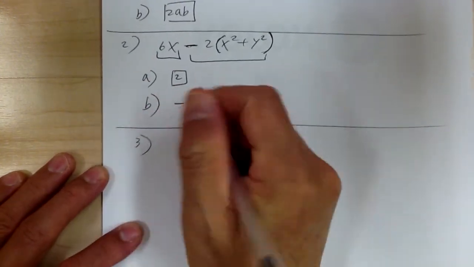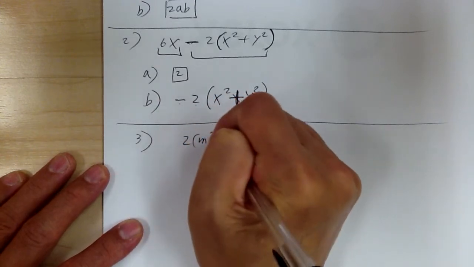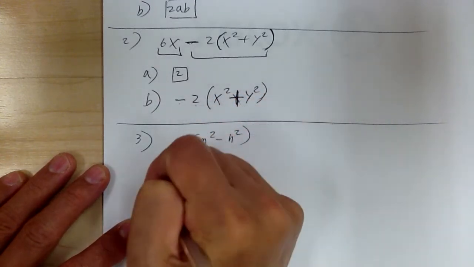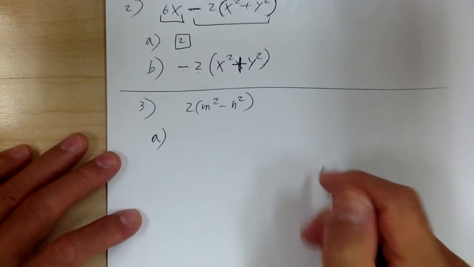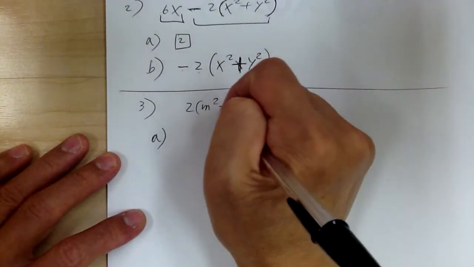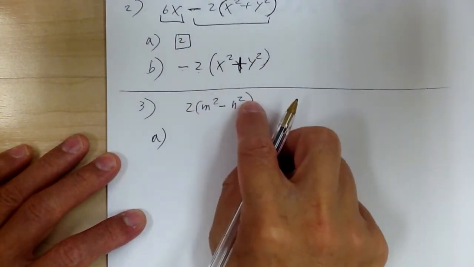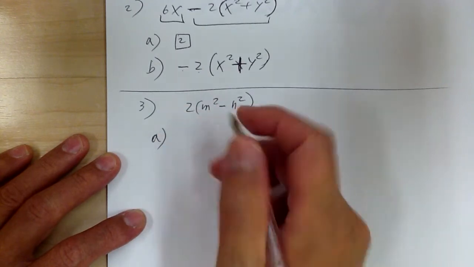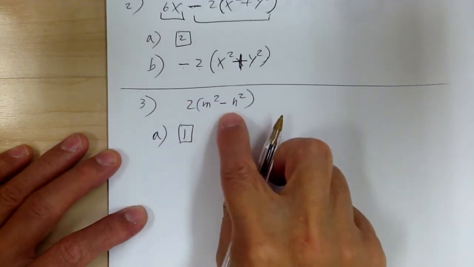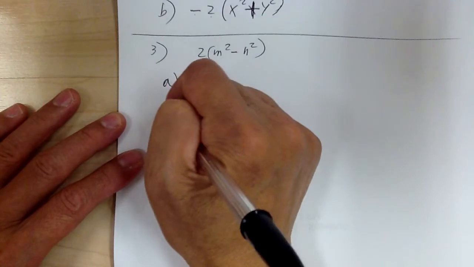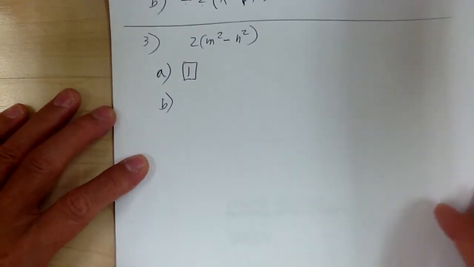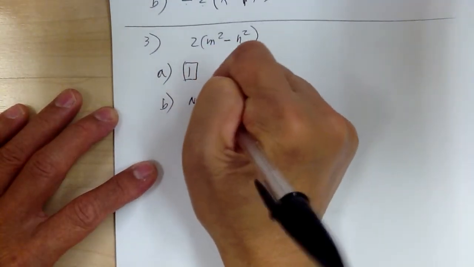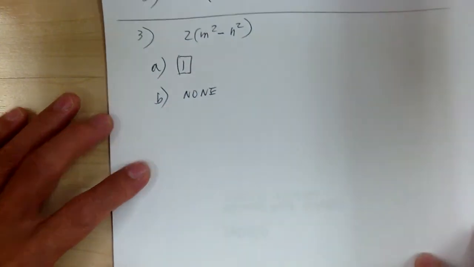Let's go to number 3. You have 2 times m squared minus n squared. So A, this has only 1 term because again the subtraction inside the grouping symbol does not count. So the answer is 1. This is 1 term. And so B, you want to write the second term. Since there's no second term, it would be none. Okay, there's no second term. This is only 1 term.